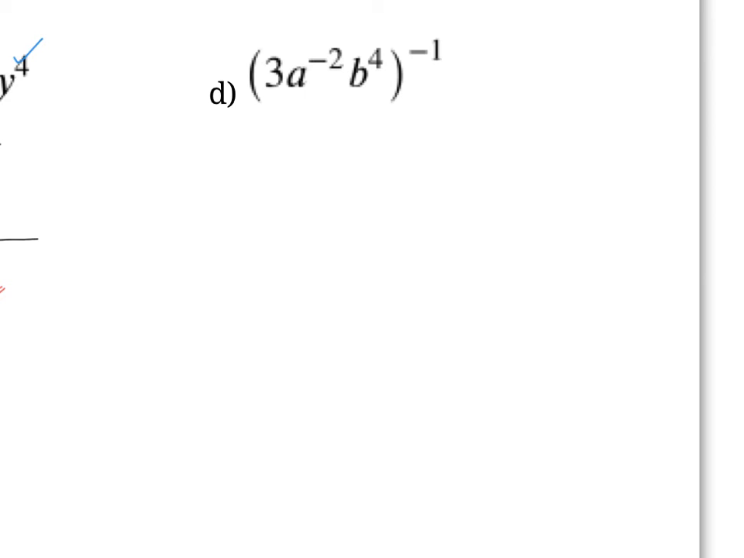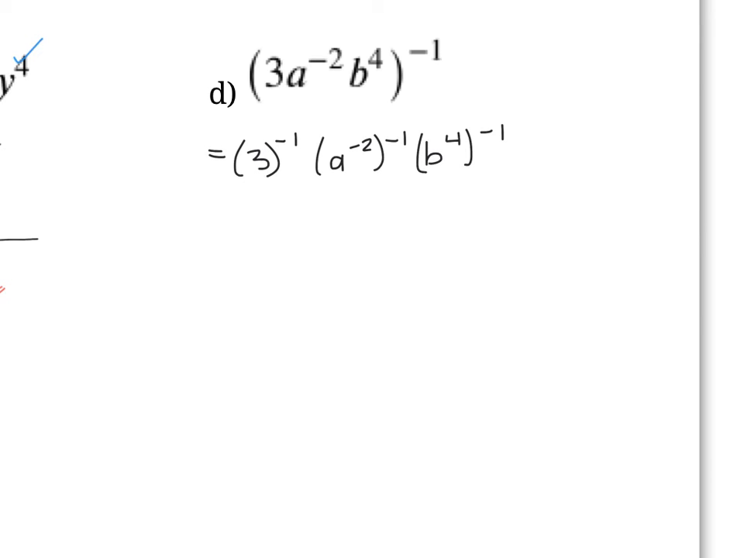So now it's all to the power of negative 1. So we're going to take every single thing inside and make it to the power of negative 1. Here we go. We're going to do the 3, and we're going to do that one to the power of negative 1. Then we're going to do the a to the power of negative 2, all to the power of negative 1. And then the last one, we're going to do b to the power of 4, all to the power of negative 1. And then we're going to decide what to do next.